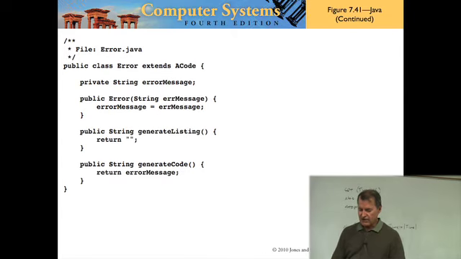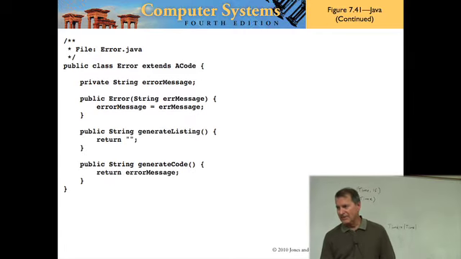And then here's the error class, the specific error class. And what does it have? It has a constructor. And what does the constructor do? We give it the error message when we construct it, and it sets its attribute to that. And what does it do for the generate listing? What does it return? Nothing, because if there's an error, we're not going to ever generate a listing anyway, right? So we have to return something, so we just return the empty string.